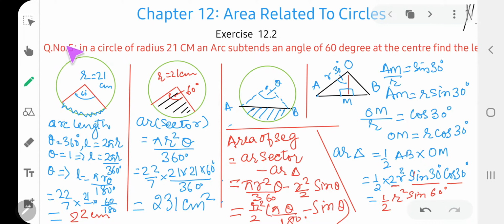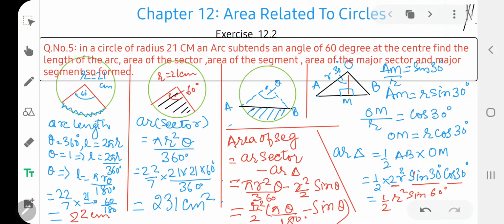So children, in question number 5, you are asked to find, in a circle of radius 21 centimeter, an arc subtends an angle of 60 degree at the center. You are required to find the length of the arc, area of the sector, area of the segment, area of the major sector and area of the major segment so formed by that arc.